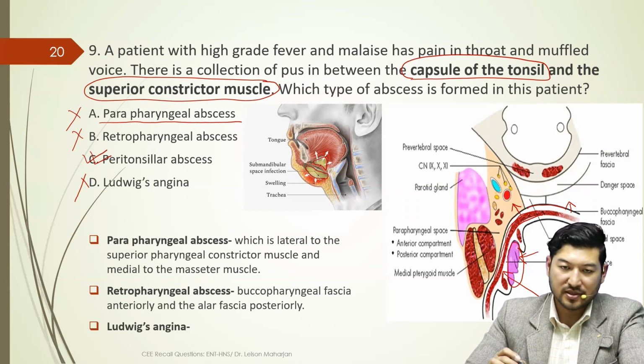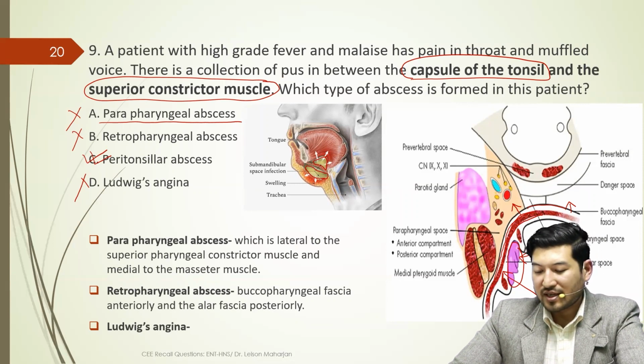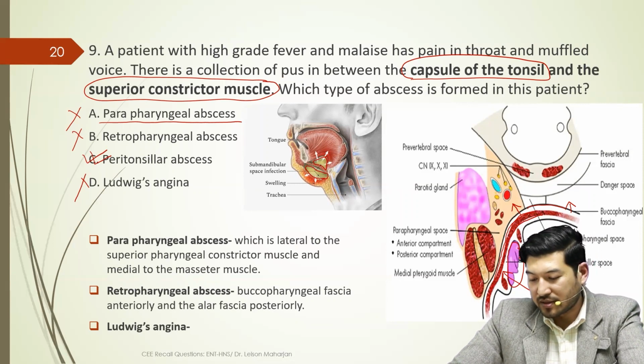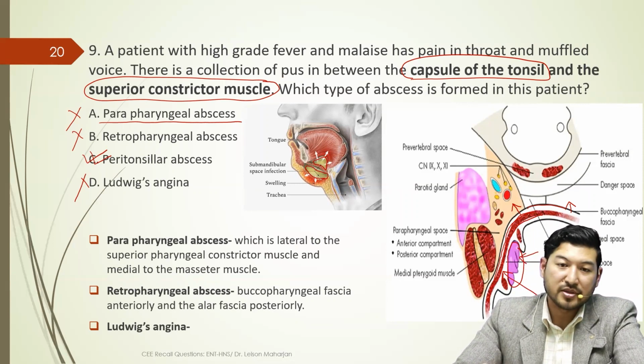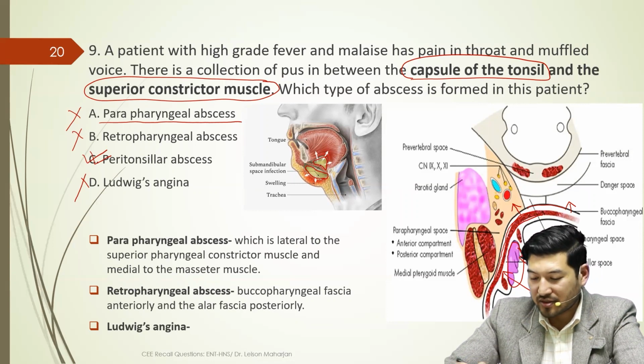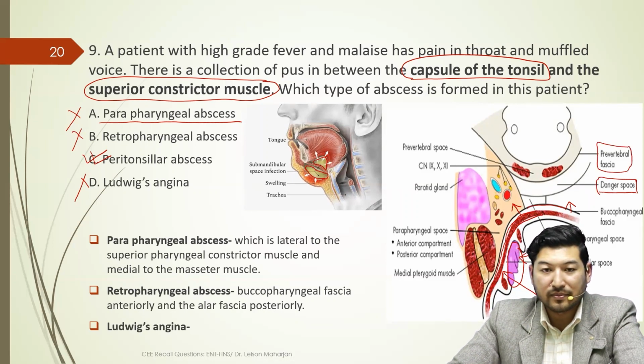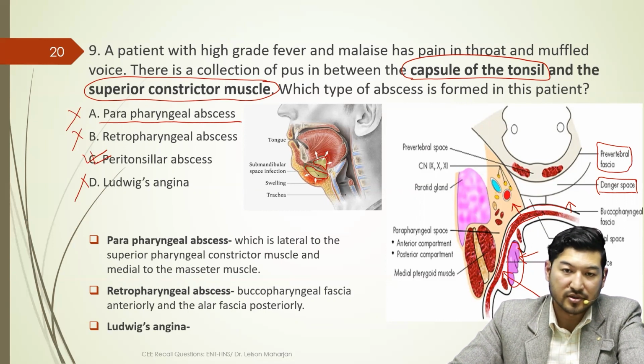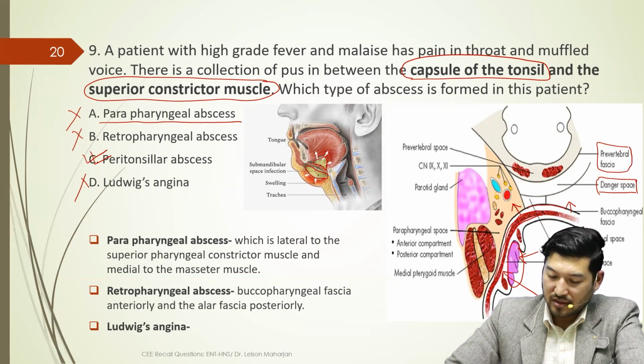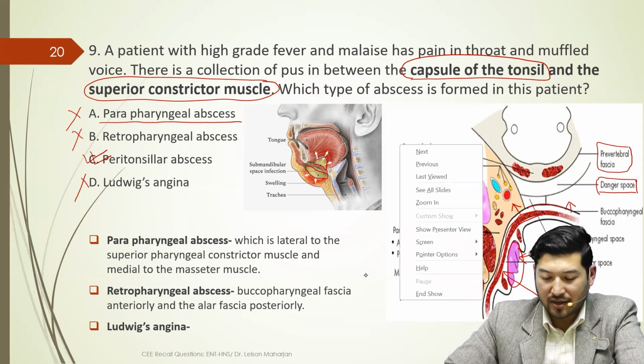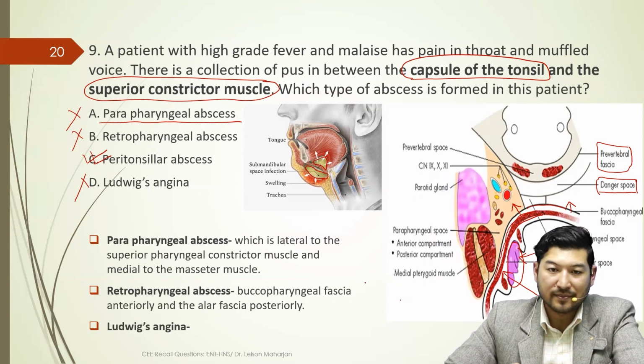and the submaxillary spaces. Other questions that can be made out of this are the description of the various extensions of the abscesses, such as the danger space abscess can extend up to the diaphragm, and the prevertebral fascia abscess can extend up to the coccyx bone. So this question is trying to check your knowledge about the anatomy of the deep neck spaces and abscesses.